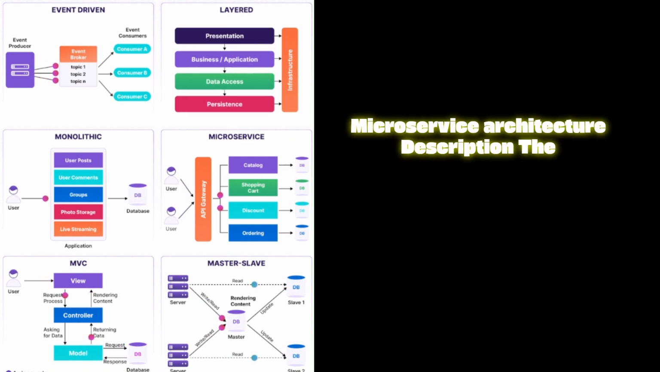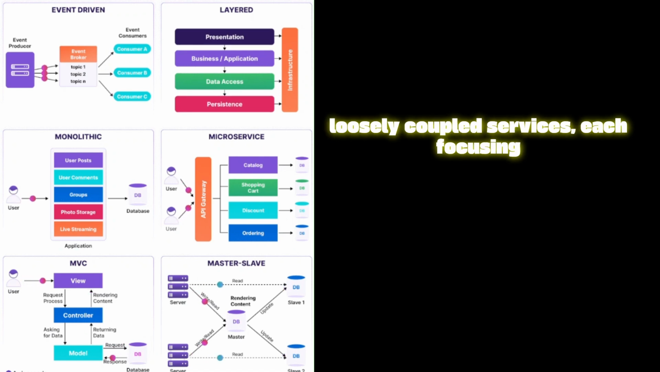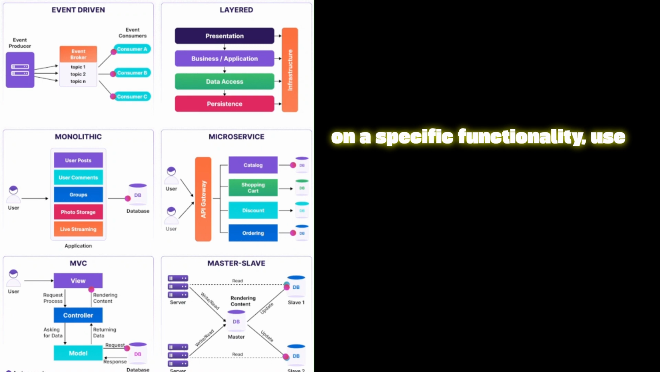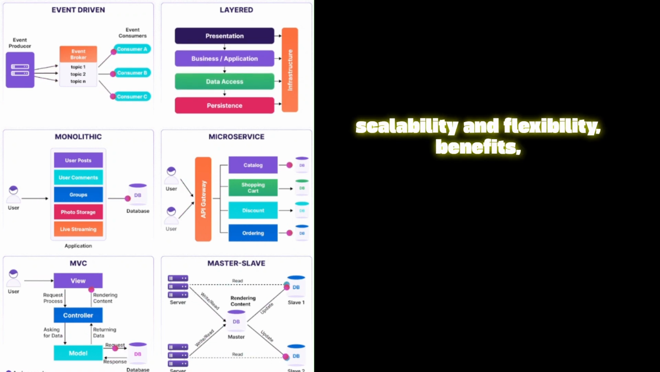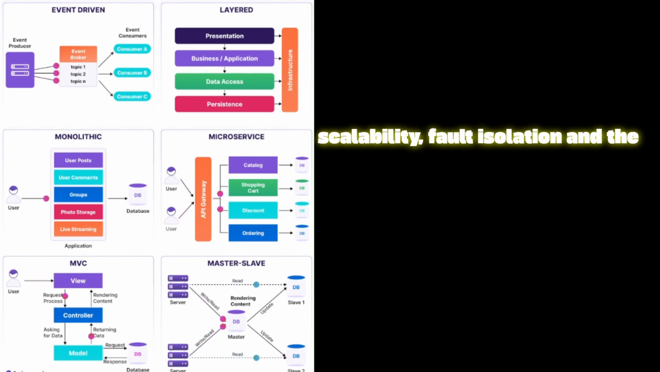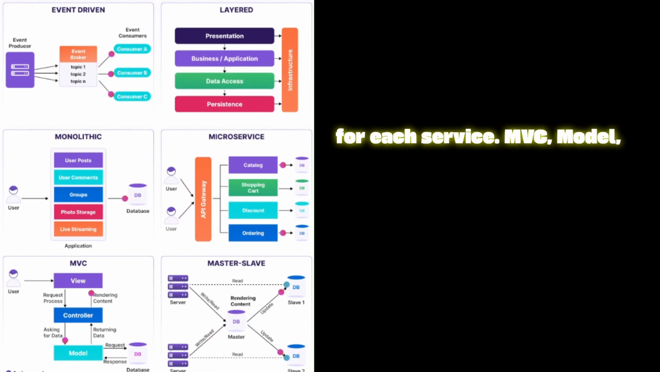Microservice architecture description. The system is divided into independent, loosely coupled services, each focusing on a specific functionality. Use cases: large-scale applications requiring scalability and flexibility. Benefits: scalability, fault isolation, and the ability to use different technologies for each service.